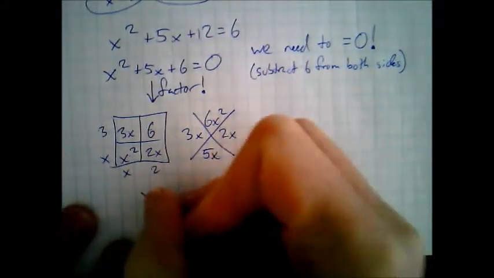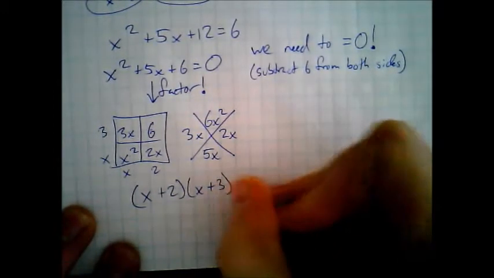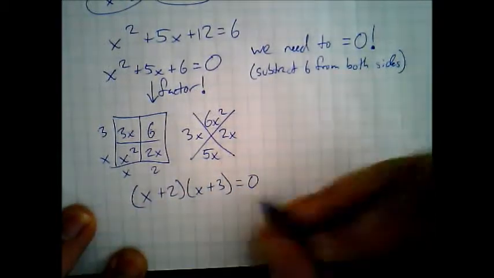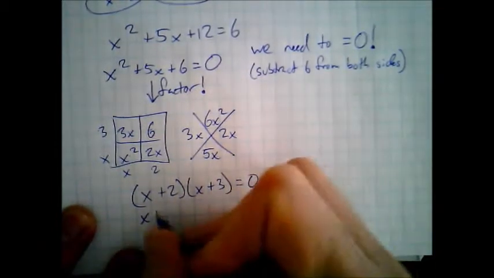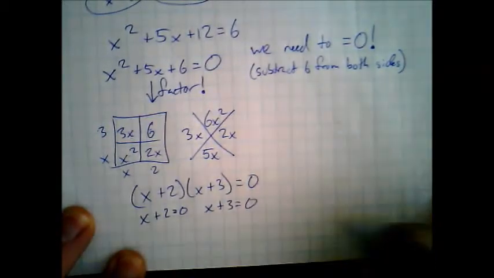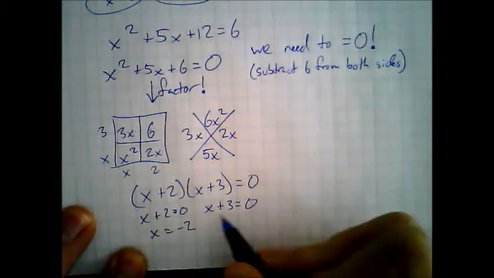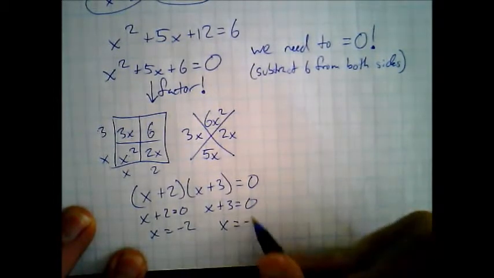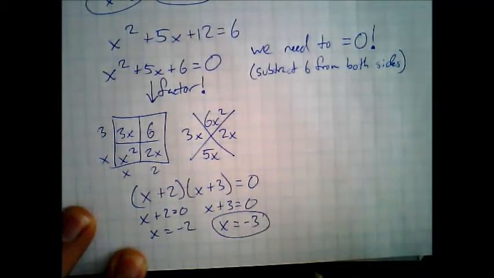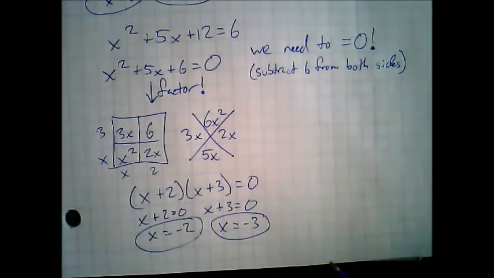So we have x plus 2 times x plus 3 equals 0. So zero product property. X plus 2 equals 0. X plus 3 equals 0. Both of these factors have to equal 0. Subtract 2 from both sides, x equals negative 2. Subtract 3 from both sides, x equals negative 3. He jumps off the bridge at negative 3. He gets back on the bridge at negative 2. That's what we want to figure out.